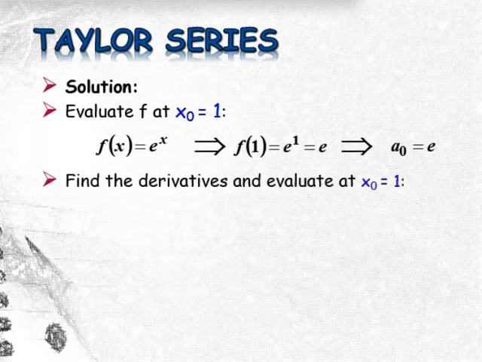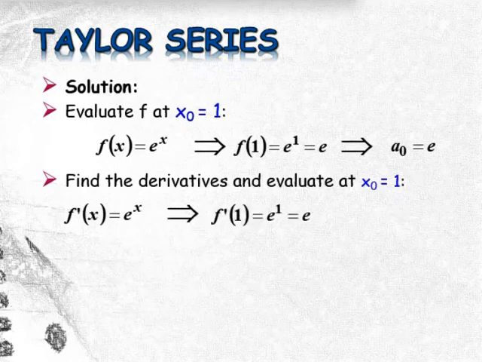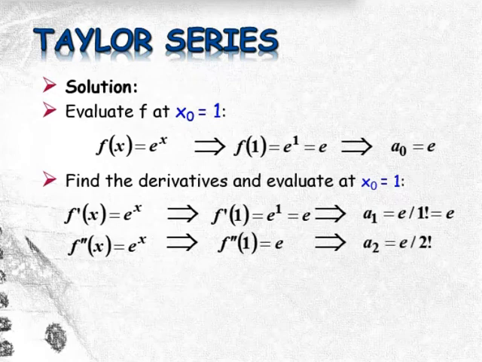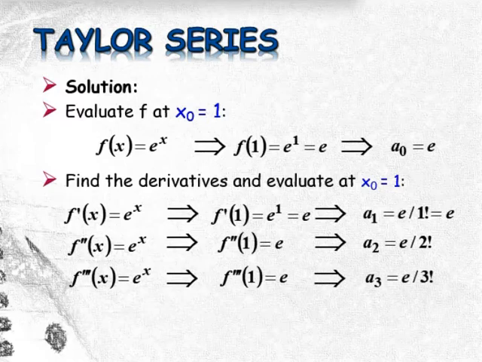Taking the first derivative, the second derivative, the third derivative, and so on, we will end up with e raised to x. So f prime at 1 is still e, and your a sub 1 is e over 1 factorial, or simply e. Your function value for the second derivative is still e, and your a sub 2 is e over 2 factorial. While the third derivative will give us a sub 3, which is equivalent to e over 3 factorial, or a sub n is equivalent to e over n factorial.